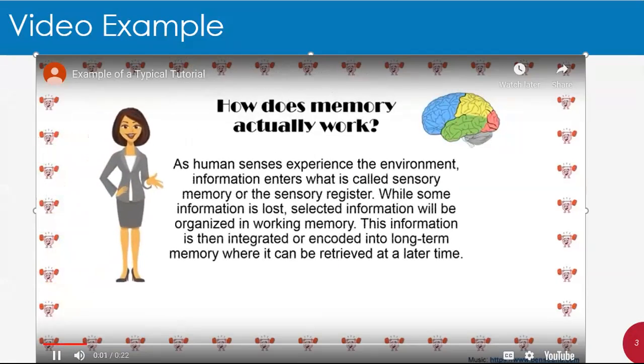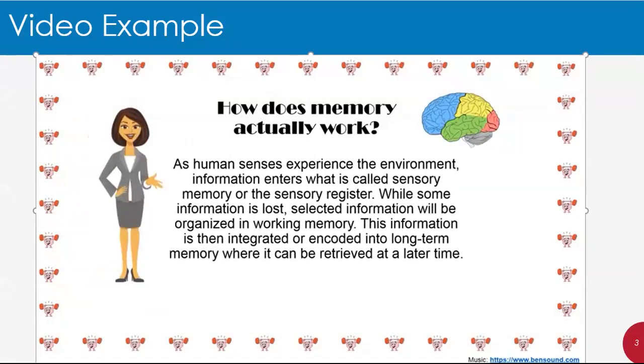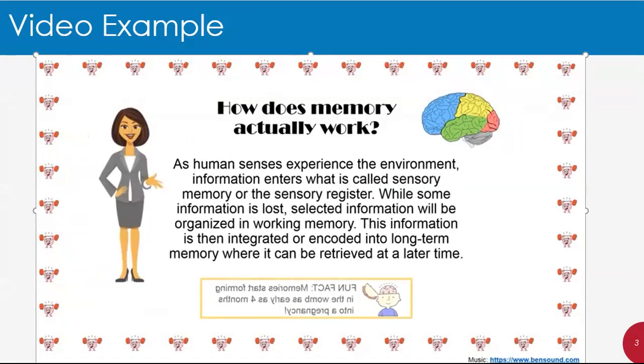How does memory actually work? As human senses experience the environment, information enters what is called sensory memory or the sensory register. While some information is lost, selected information will be organized in working memory. This information is then integrated or encoded into long-term memory, where it can be retrieved at a later time.